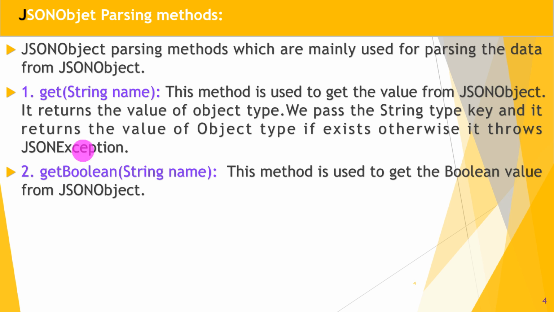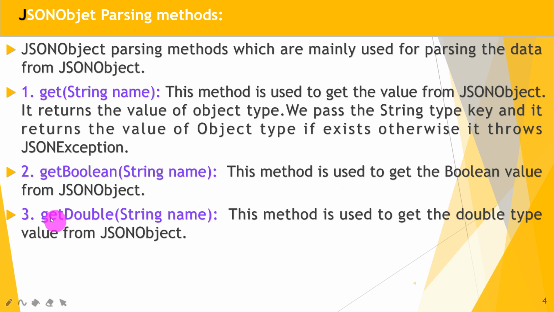Great. So the next method is getBoolean, and pass the string name. This method is used to get the boolean value from JSON object. So what is the return? It returns a boolean value, that is true or false.